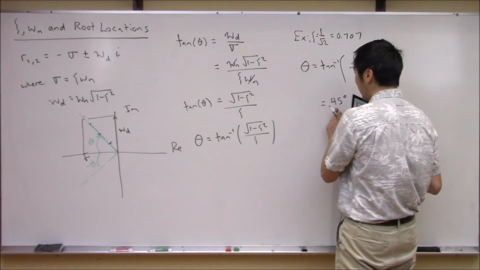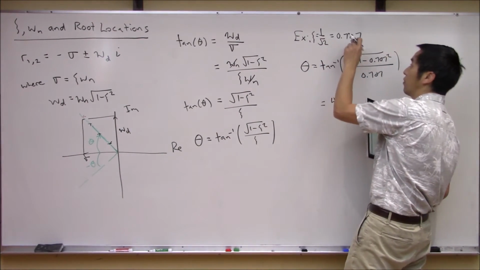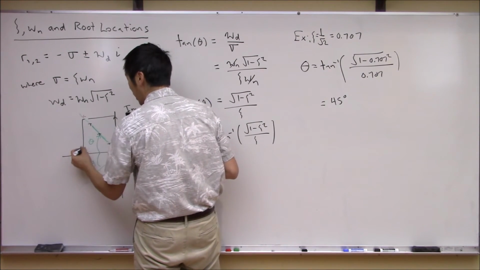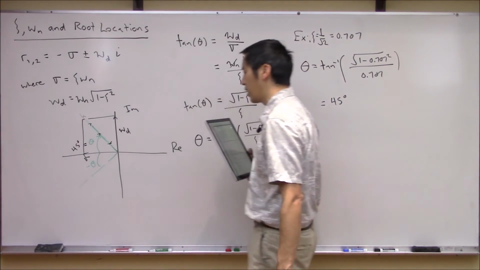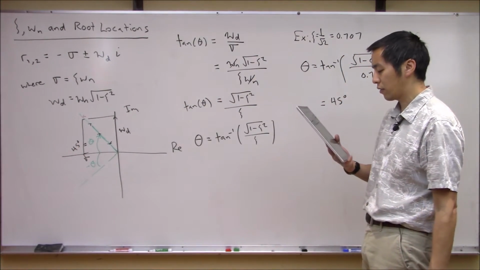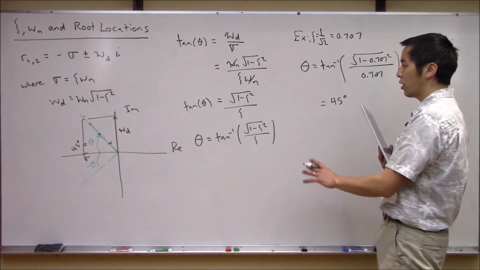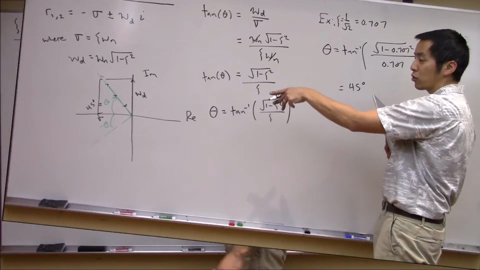So what this is telling us is that if you want your system to have a damping ratio of 0.707, you better make sure that the root is along a line which is 45 degrees off of the real axis. That's kind of fascinating. Let me erase the board and we'll look at natural frequency next.